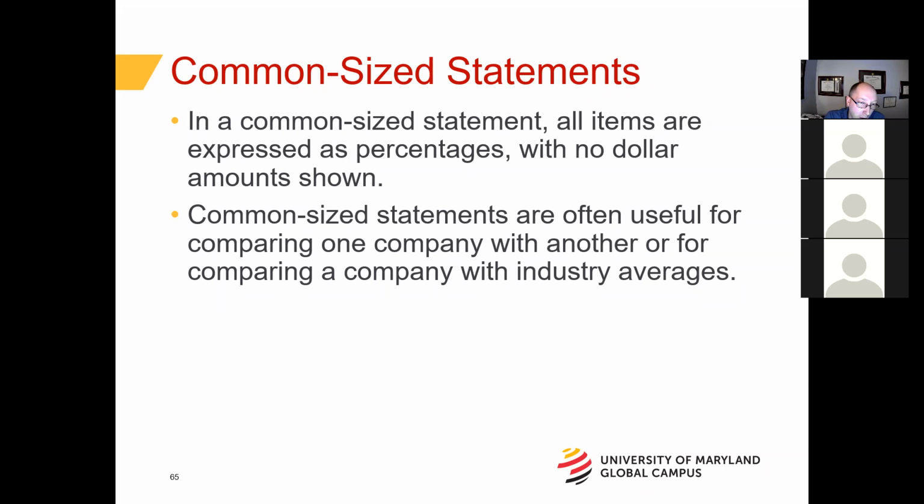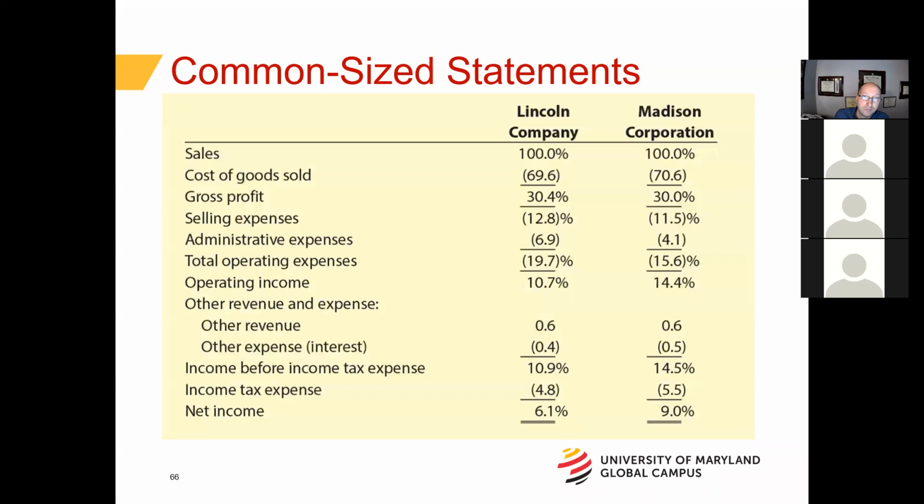It's where we compare one company to another in the same industry to better understand industry averages and, of course, to also value the company against another in the same industry. So here's an example. We have Lincoln Company and Madison Corporation. They're in the same business. They both sell textiles. So here's how it works.